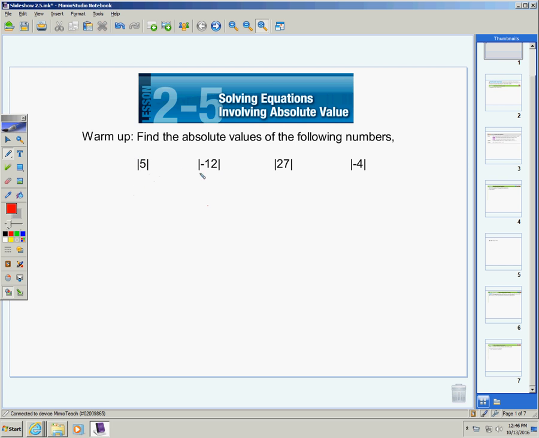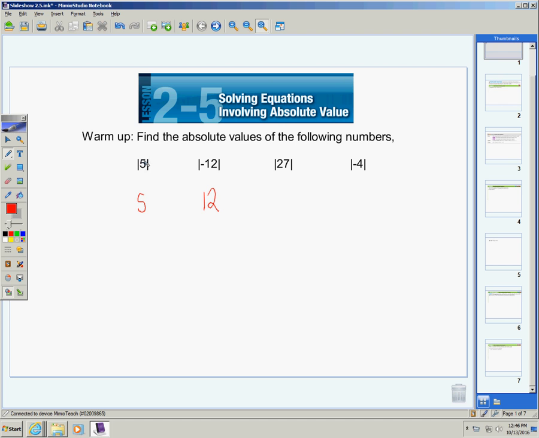The absolute value of a number is always positive because absolute value is just distance from 0. So the absolute value of 5 is just 5 because 5 is 5 away from 0. The absolute value of negative 12 is positive 12 because negative 12 is 12 units away from 0.